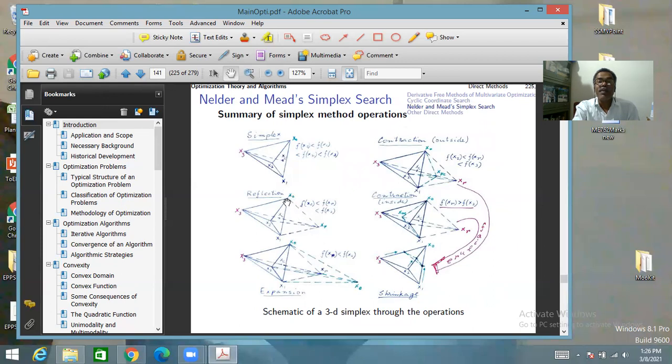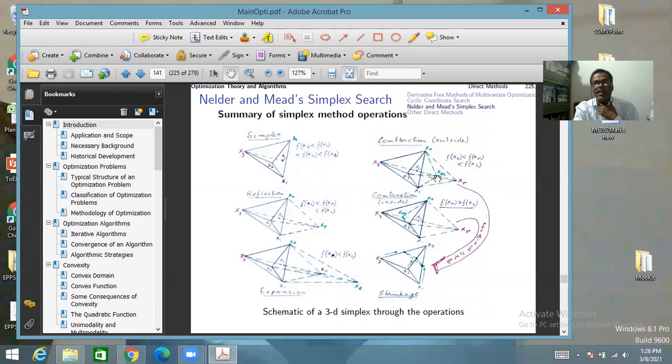And if the function value here is better than even x0, then it is a great direction. And you do not stop here, you move further. That is expansion. On the other hand, if the function value at the reflected point is between the function values at x2 and x3, then you say that we want to come on this side, yes, but not so far. Then you contract it here.